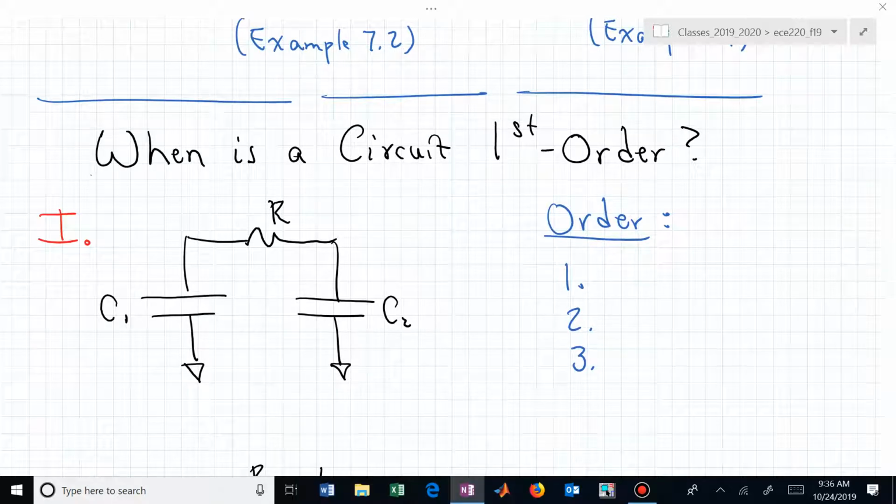When is a circuit first order? Now we get to exercise a little bit. You get to at least open up your hand and show me one of three digits. 1, 2, or 3. Is this circuit first order, second order, or third order?